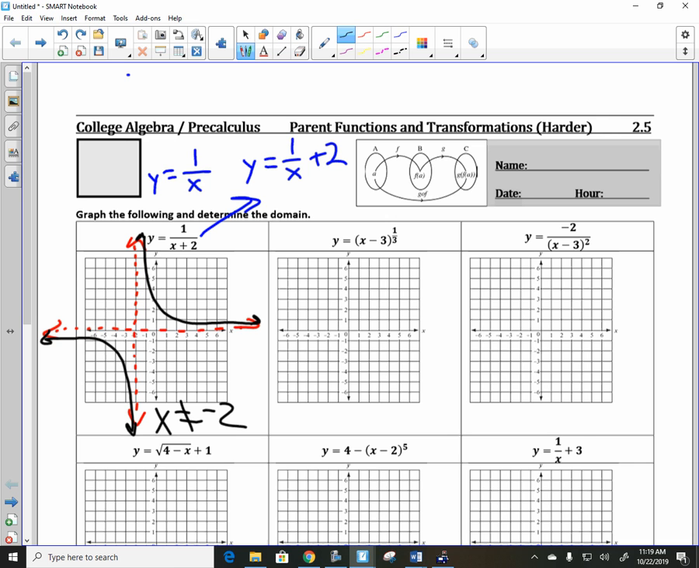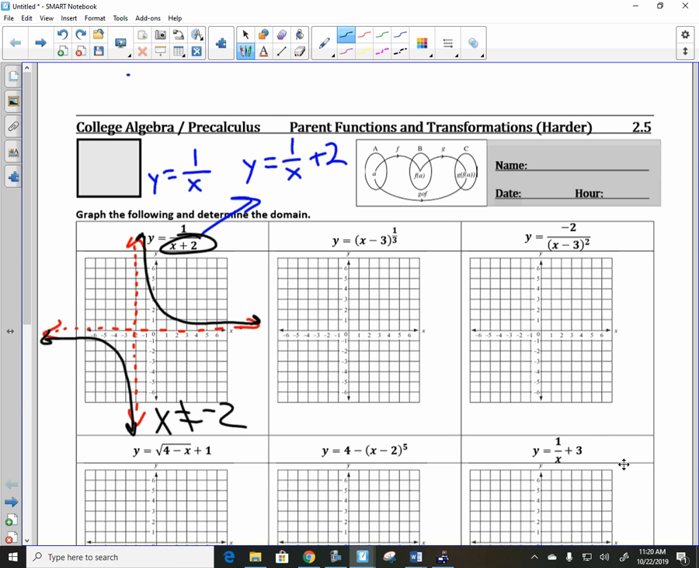I'm trying to teach you two things today, folks. I'm trying to teach you how to transform functions. I'm also trying to teach you how to check domain. If you know how to graph 1 over x plus 2, you should be able to look at the graph and say, oh yeah, x can't be negative 2, but it could be any other value. Hopefully you can also look at this and say, oh yeah, I can't plug in negative 2. I'm trying to give you multiple ways of verifying your answer.